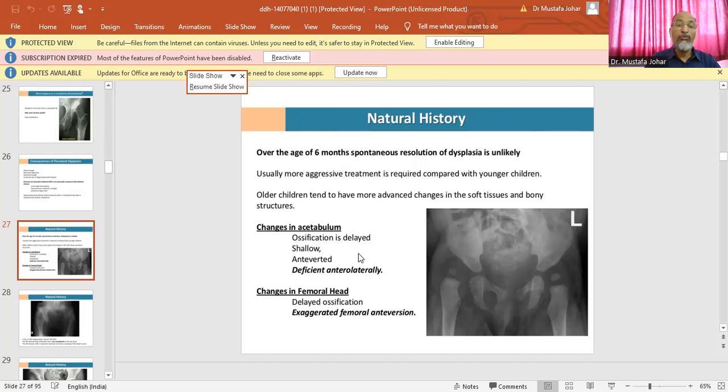Then the changes in the acetabulum do occur, and ossification is delayed, and the acetabulum remains shallow and more anteverted, and it is deficient anterolaterally. And then certain changes do occur in the head also, and what are those? They are the delayed ossification of the nucleus of the primary center of ossification of the femoral head, and the anteversion becomes exaggerated because of the constant pressure by the ala of the hip bone.